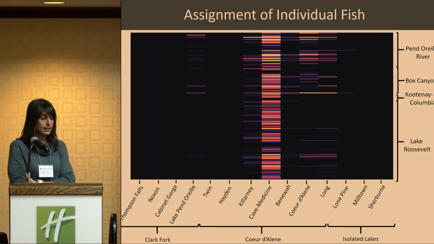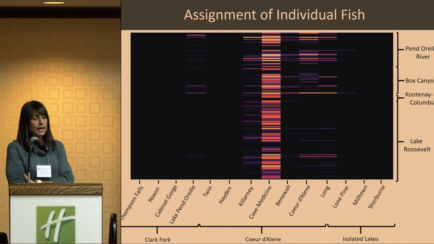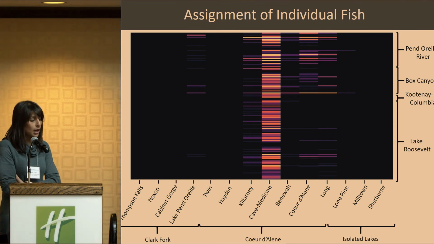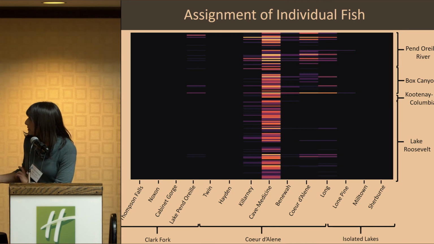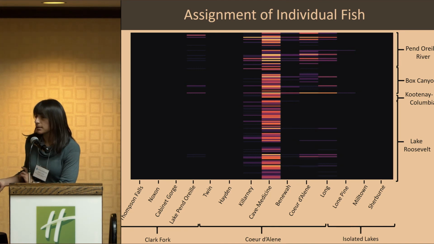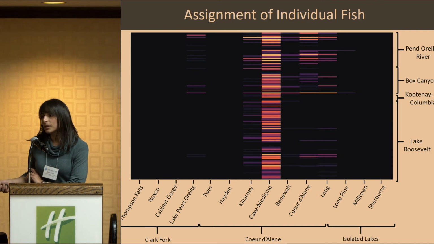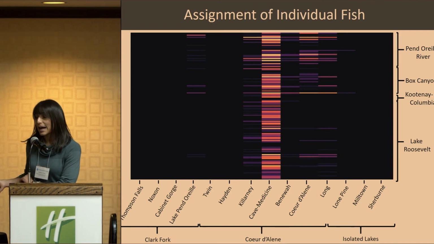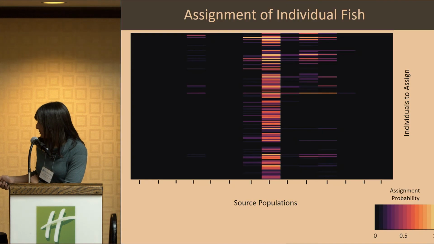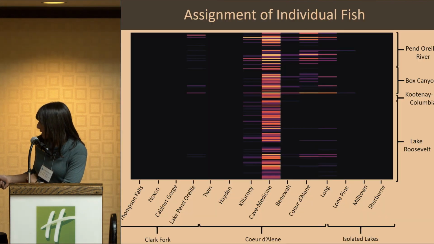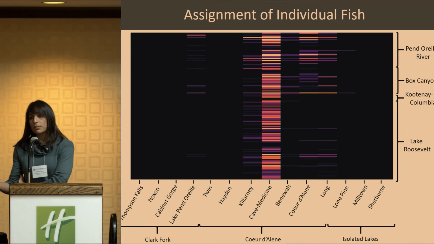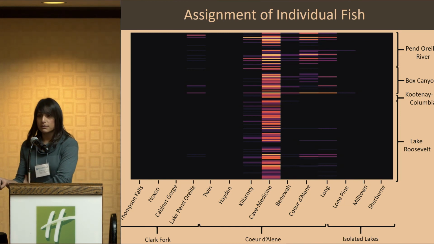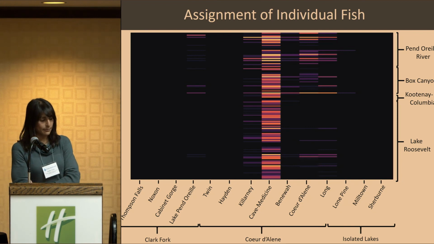And what you can see here is that, again, Cave and Medicine Lakes assign with a very hot, high probability, but we still have some individuals like this individual here from Lake Roosevelt that, while it assigns in our data set to Cave Lake Medicine Lake with the highest probability, that probability is actually relatively low, and it's low for all of the other populations. And so what this is telling us is that we may have source populations that contributed to this invasion that are not represented in our data set.